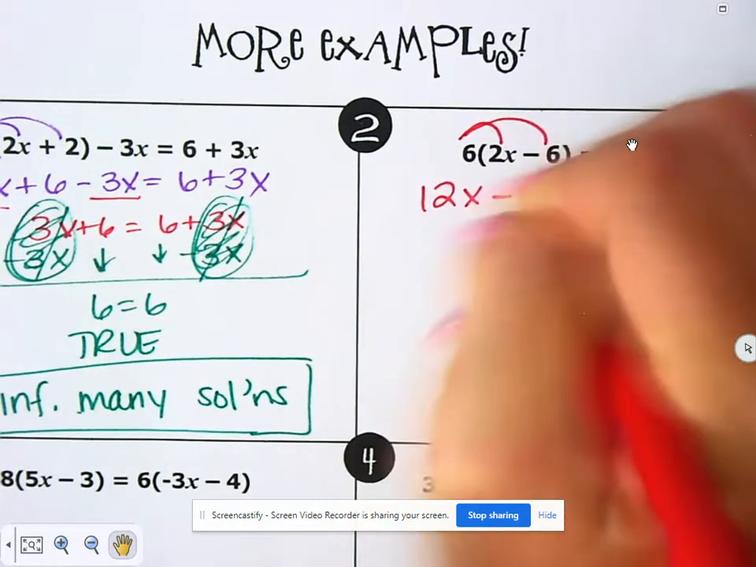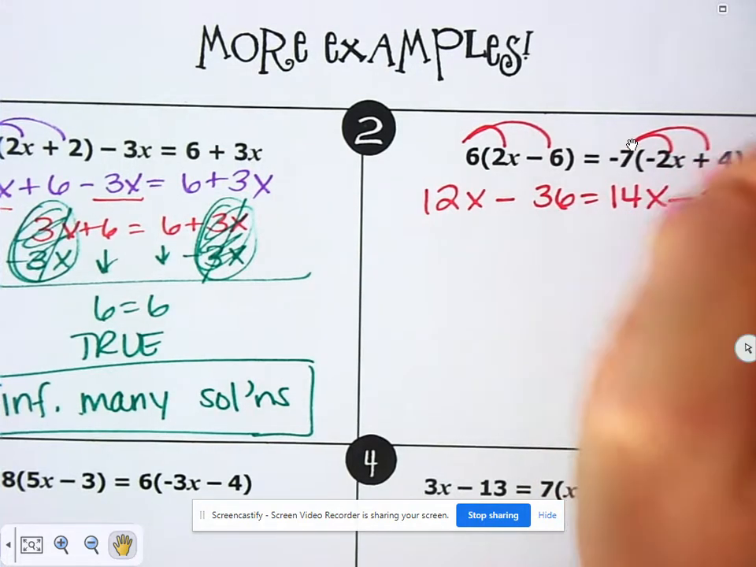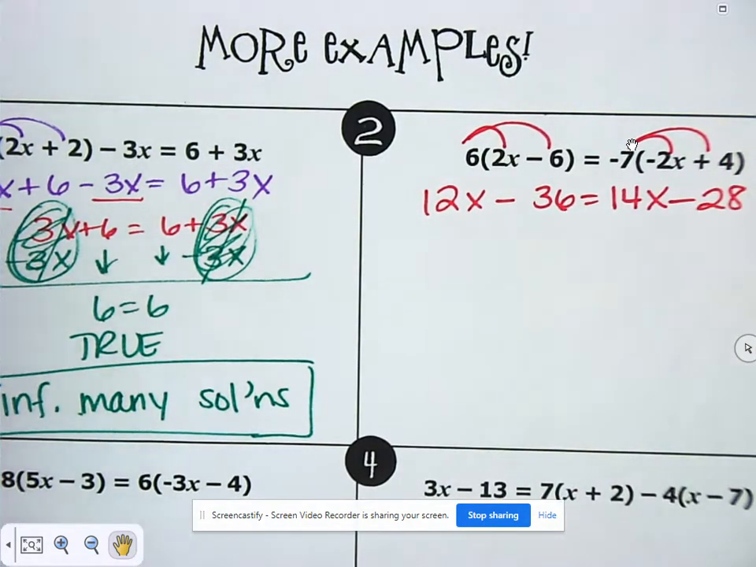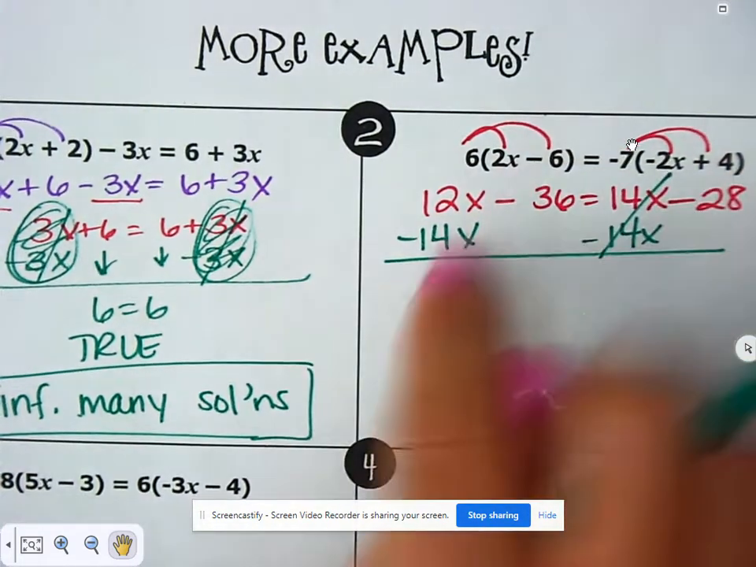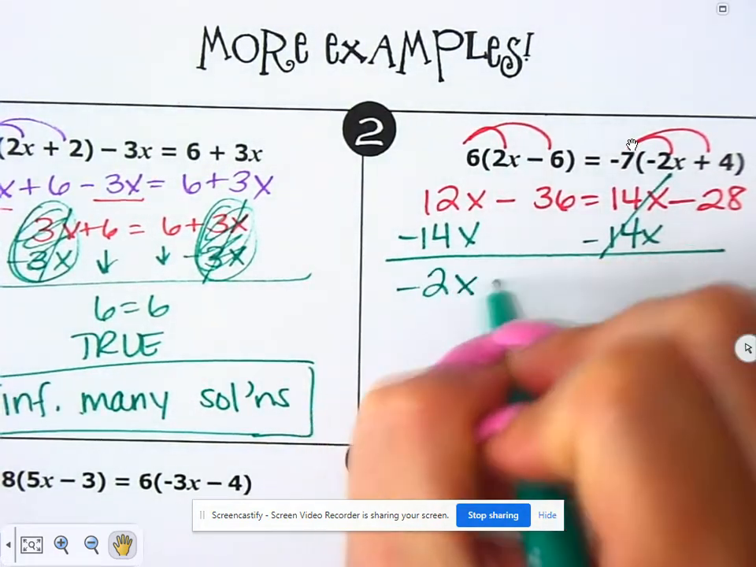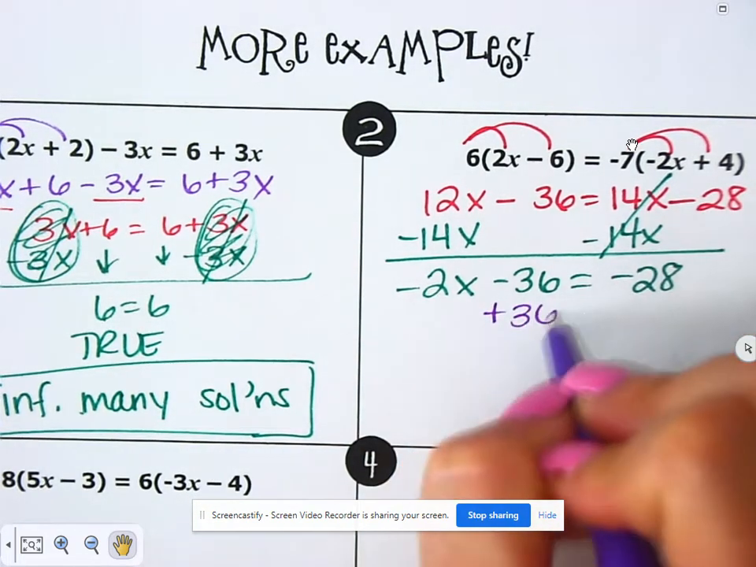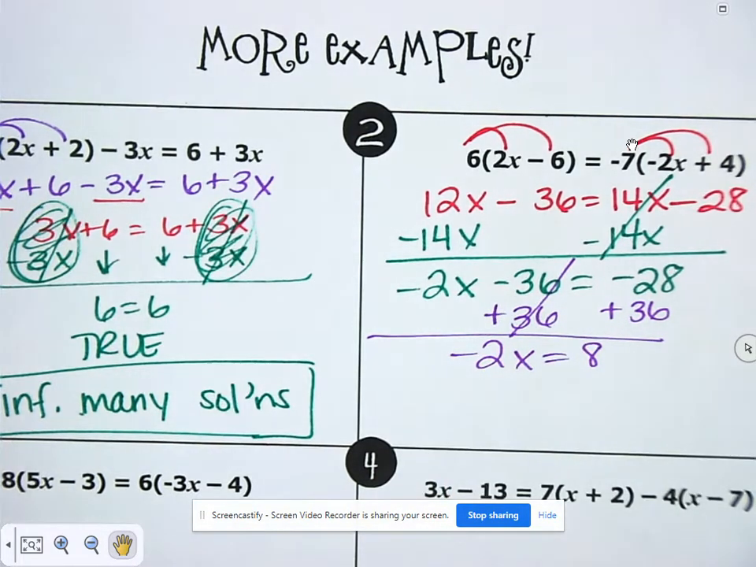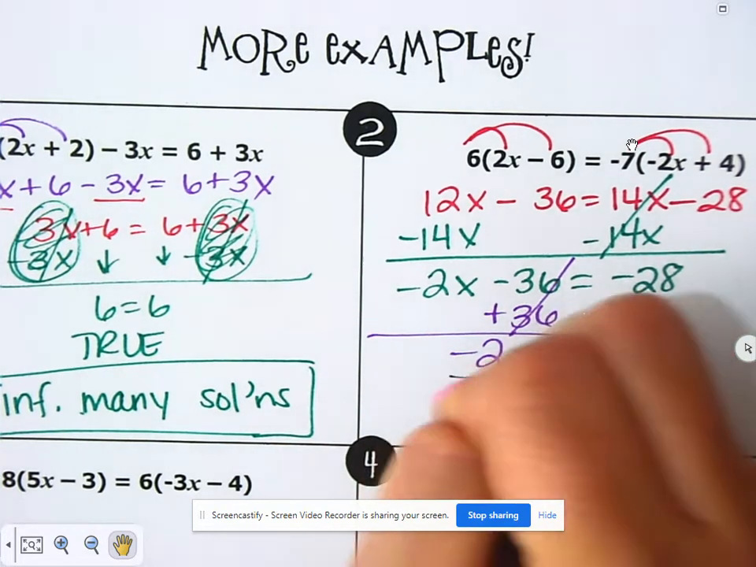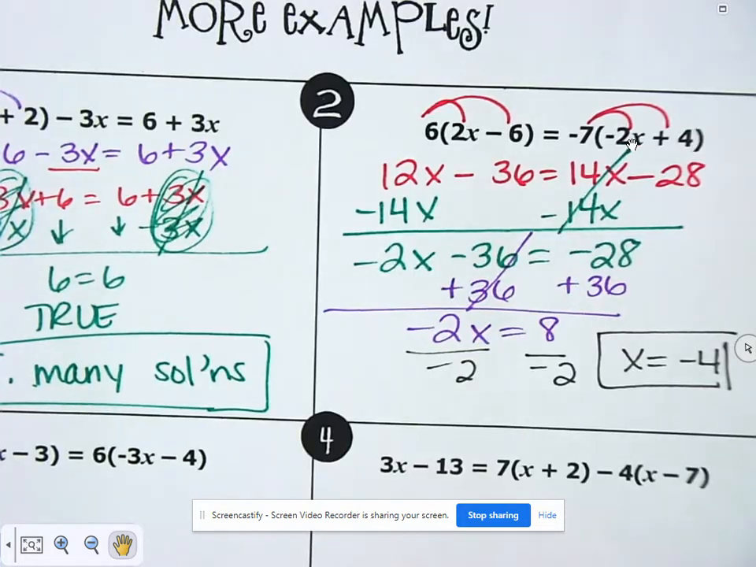Okay, number 2. Distributive property is just multiplication, y'all. Know your negatives. Negative times a negative is a positive. Positive times a negative is a negative. Nothing to combine, so I'm going to move. I'm going to subtract 14x. It doesn't cancel on this side, so we are going to have just a regular equation. So that one, it didn't cancel, so we ended up with just x equals a number.